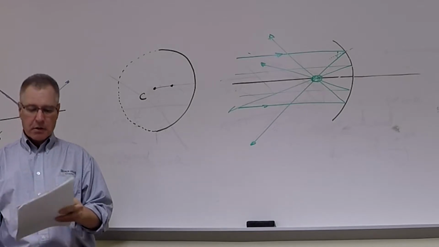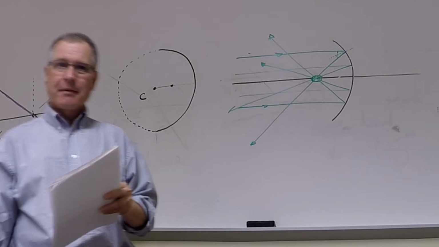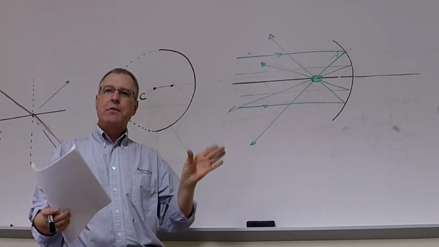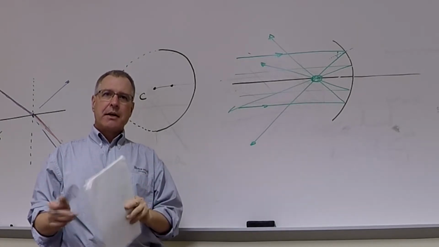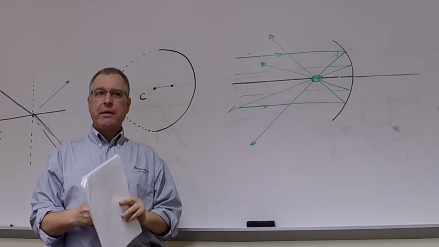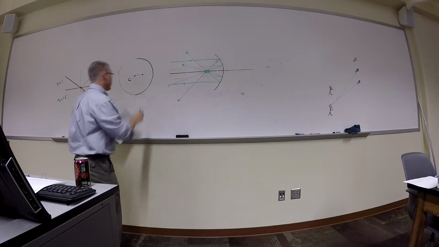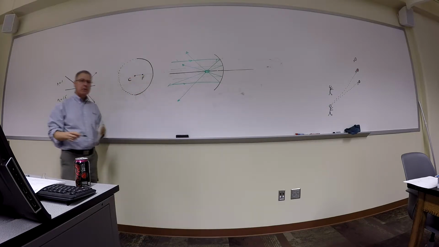You know what that point's called? So what did we just do to all those parallel rays? We focused them down to that single point. That marks the focal point of that particular mirror, and that focal point sits halfway between the mirror and that center of curvature.